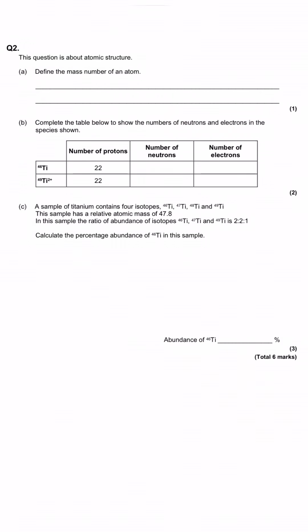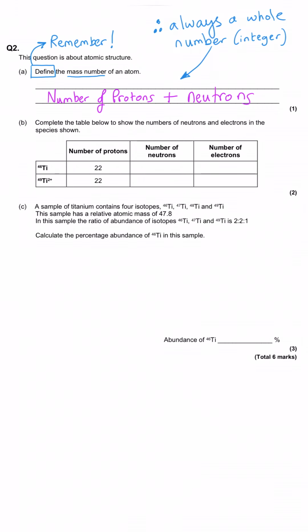This question is about atomic structure. A. Define the mass number of an atom. Well, the mass number is defined as the number of protons added to the number of neutrons. And so these are the things that you find in the nucleus of the atom. And they're the subatomic particles in the atom that have got the mass. And so the mass number is very literal, because in chemistry the mass of an electron is taken to be 0. And so this is the number of things in the atom that have got mass.